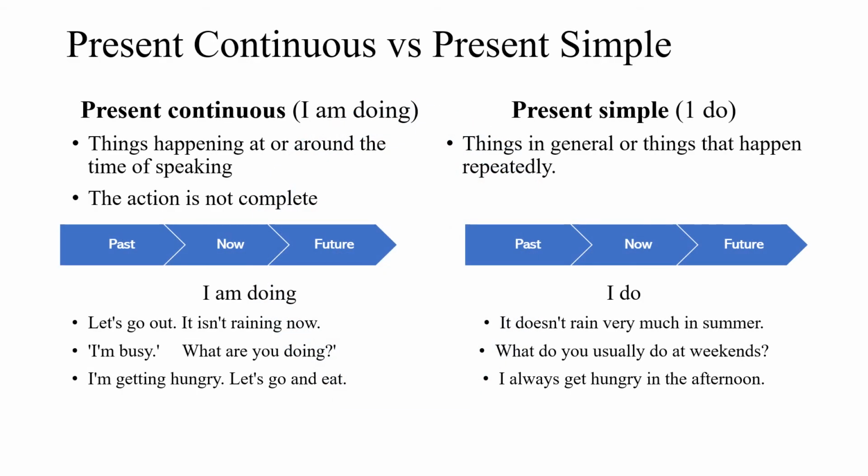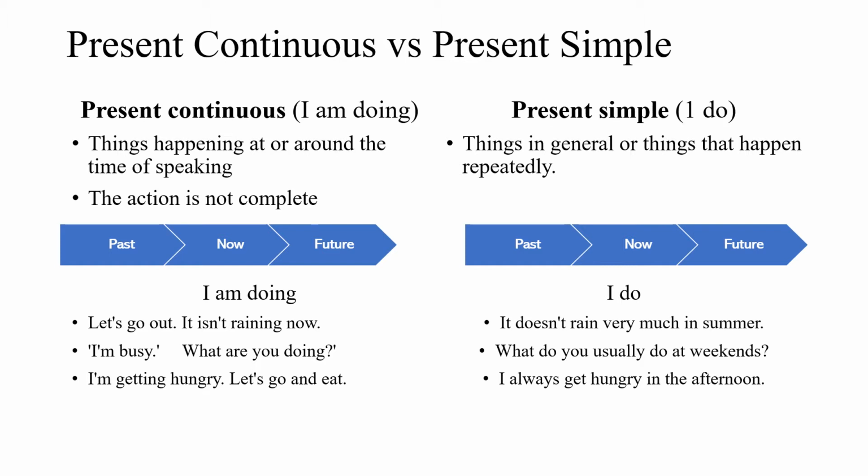In this lecture, we'll have a comparison of present continuous tense and present simple tense. First of all, the present continuous tense is used to talk about things happening at or around the time of speaking. The action isn't complete. For example, let's go out, it isn't raining now, or I'm busy, what are you doing?